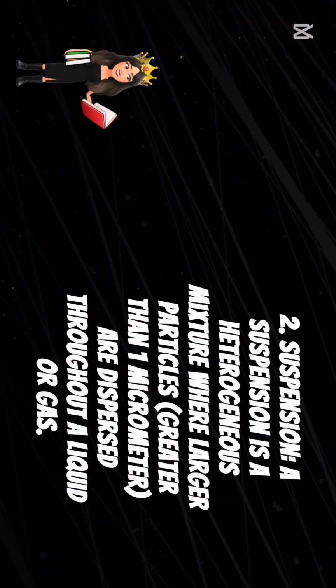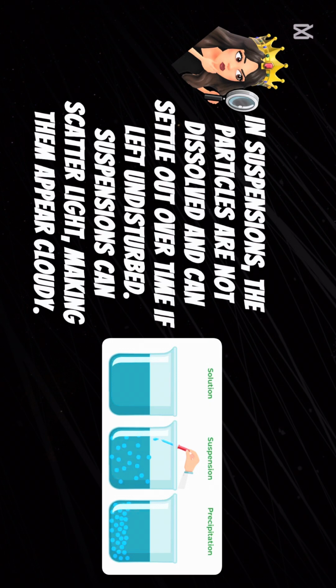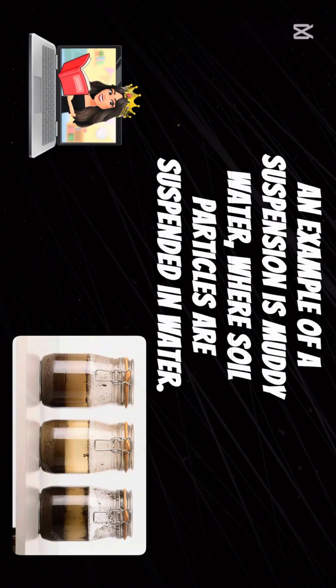And number 2, the suspensions. A suspension is a heterogeneous mixture where larger particles, usually greater than 1 micrometer, are dispersed throughout a liquid or maybe even a gas. In suspensions, the particles are not dissolved and can settle out over time if left undisturbed. Suspensions can scatter light, making them appear cloudy. An example of a suspension is muddy water, where soil particles are suspended in water, like shown in this picture.